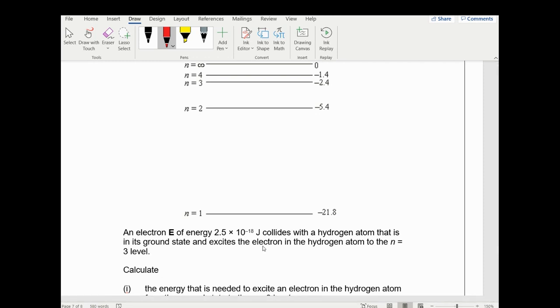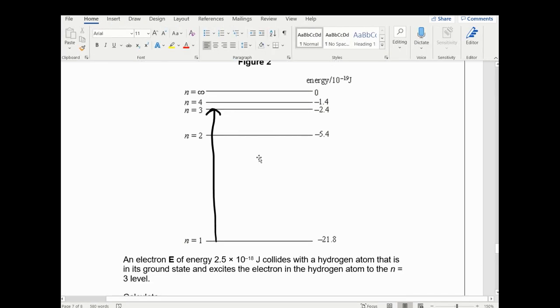So we're up here, and what's happening is the object is moving from here all the way up to here. To do that, I'm going from minus 21.8 to minus 2.4. So how much energy do I have to add in? Is this in electron volts or in energy here? So I'm going to be adding plus 19.4 times 10 to the minus 19 joules. I'm adding that much energy to get to that level there.